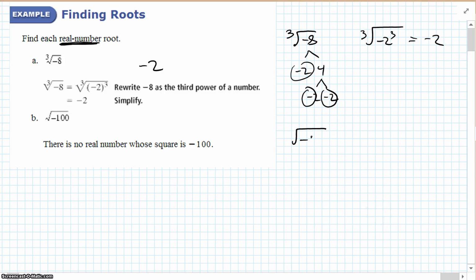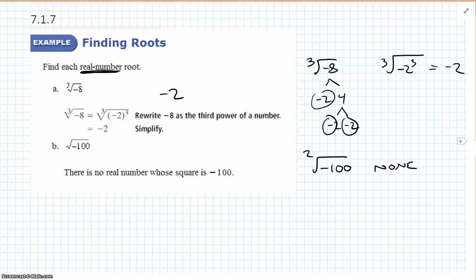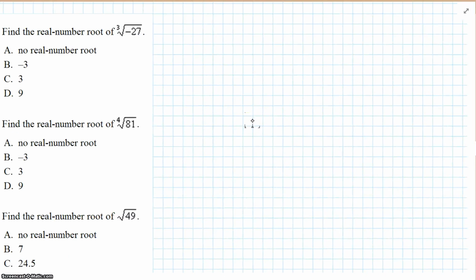The square root of -100. There isn't any because it's an even index and a negative number. So let's look at the next example.